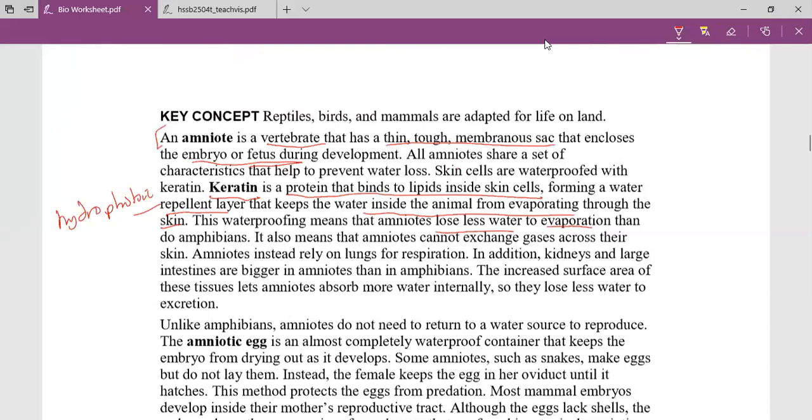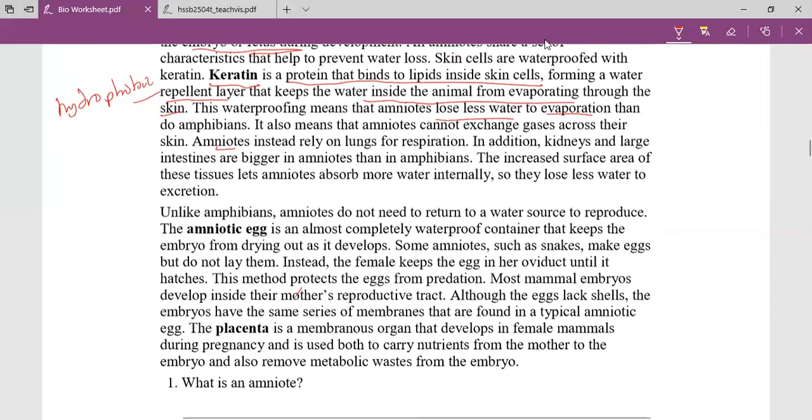You understand? So waterproofing means amniotes lose less water. Amniotes rely on the lungs for respiration. In addition, the kidney and large intestine are bigger in amniotes than amphibians. I mentioned that to you. So unlike amphibians, amniotes do not need to return to water for reproduction. Why? Because the amniote egg is almost completely waterproof. If you've ever seen an egg before, there's a layer that covers it that will never allow water to go inside it. The whitish thin layer is waterproof. So if you try to tear it, you see water will not go through it, never.